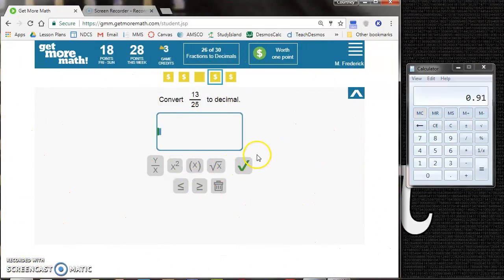Convert 13/25ths to a decimal. We'll take our numerator, 13, divide that by 25, which is our denominator. We get 0.52.